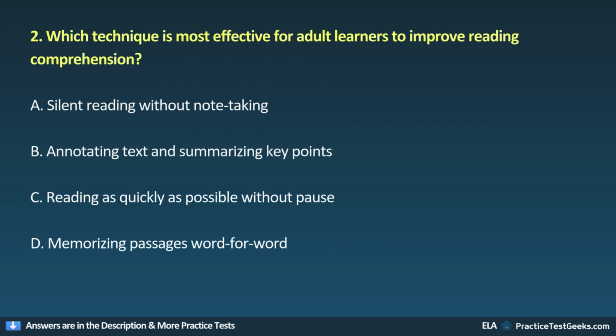2. Which technique is most effective for adult learners to improve reading comprehension? A. Silent reading without note-taking. B. Annotating text and summarizing key points. C. Reading as quickly as possible without pause. D. Memorizing passages word for word.